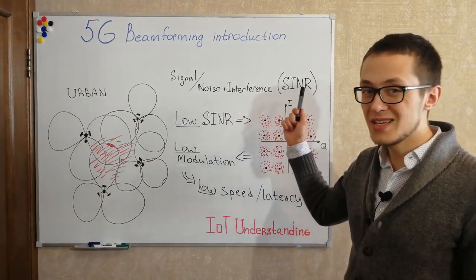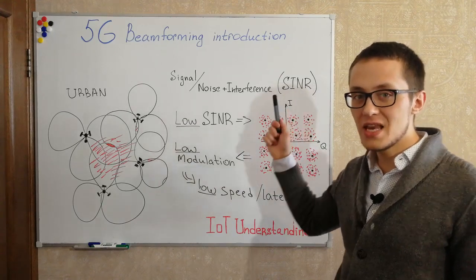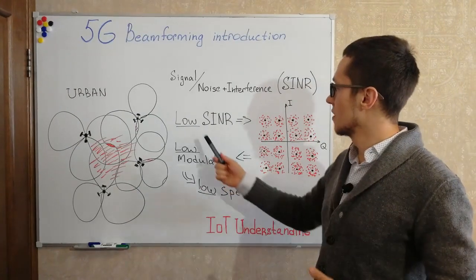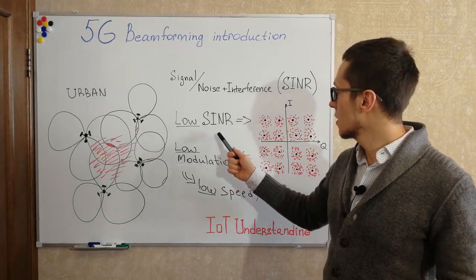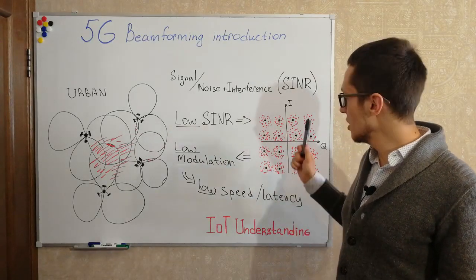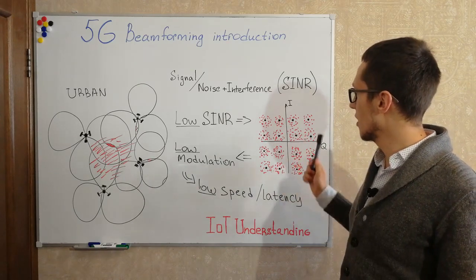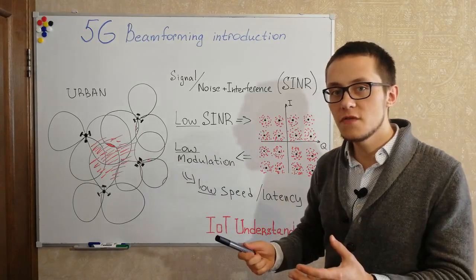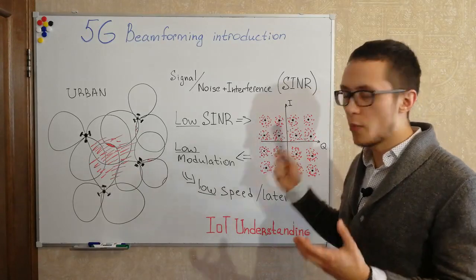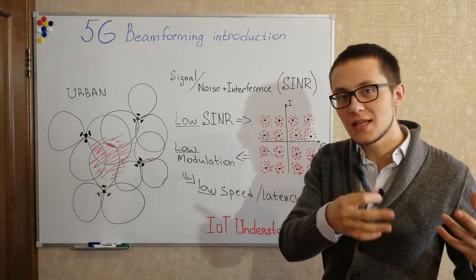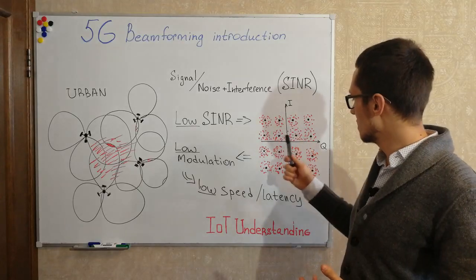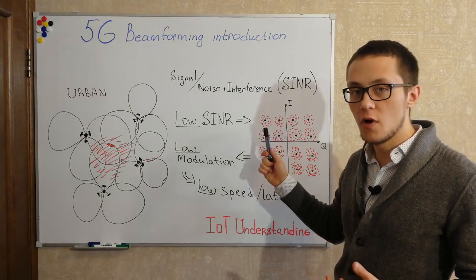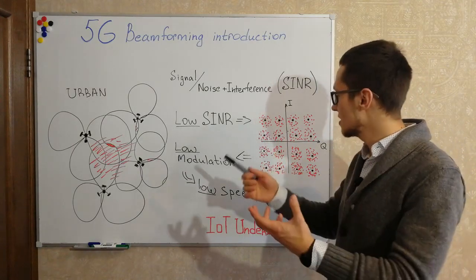This parameter, SINR, is the fundamental parameter for any mobile communication system, because if you have a relatively low SINR, your modulation scheme, your constellation diagram will be too noisy, and the receiver will not properly decode the symbols on this constellation diagram, and there is a high probability of error, of missing messages.